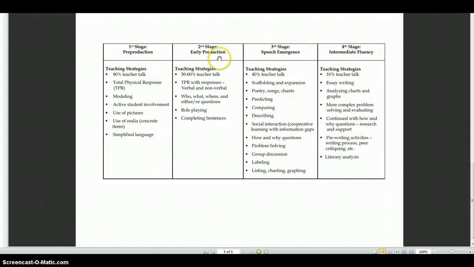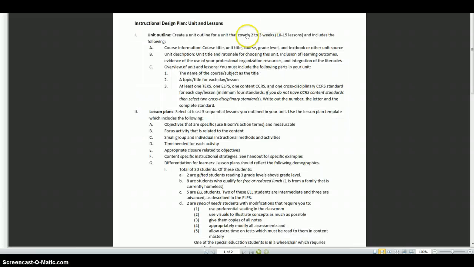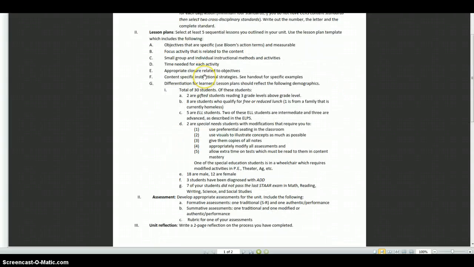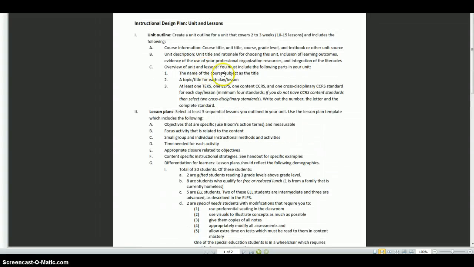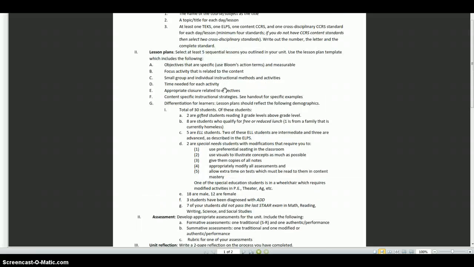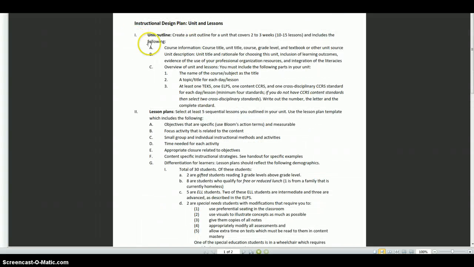Now, how are you going to know what stage your language learners are at when you're working on your lesson plans? Going back to the instructional design plan that was in Module 1, and let me just briefly show that to you. Again, if you remember, we looked at this, so there were 4 sections in the instructional design plan. These 4 sections become your final project. You've just recently completed the unit outline. You still have to include, if you haven't already, the literacies in there, but I'll mention that again later.